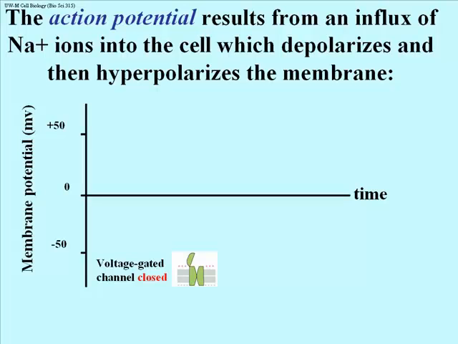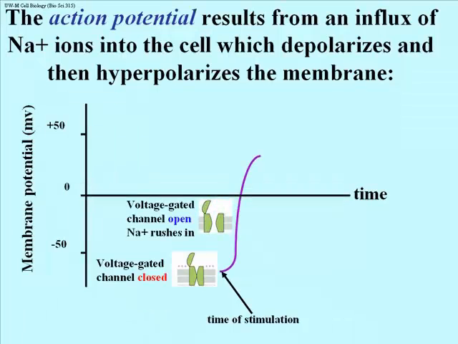So here are our axes, the x-axis being time and the y-axis being membrane potential in millivolts. We have a voltage-gated channel, which is in its closed state to start with. So ions cannot flow through this voltage-gated channel. If the time of stimulation is at the point of the arrow shown here, after stimulation, the voltage-gated channel opens and sodium rushes into the cell. The rushing in of sodium, those positively charged ions, reduces the negative charge inside the cell and in fact creates a localized positive charge inside the cell, a hyperpolarization if you will.